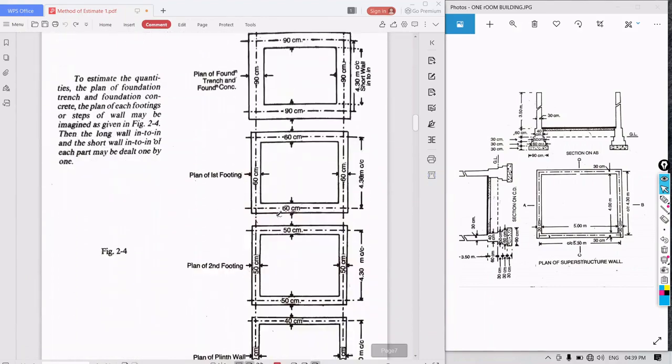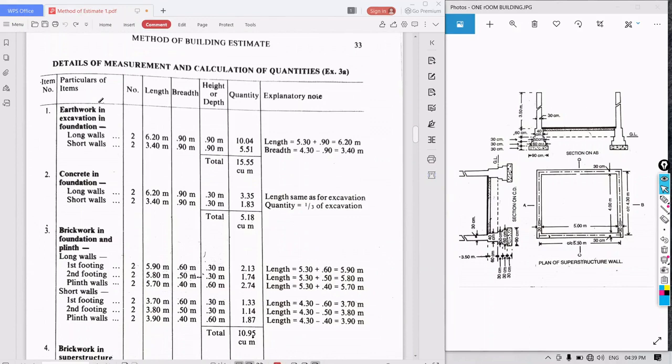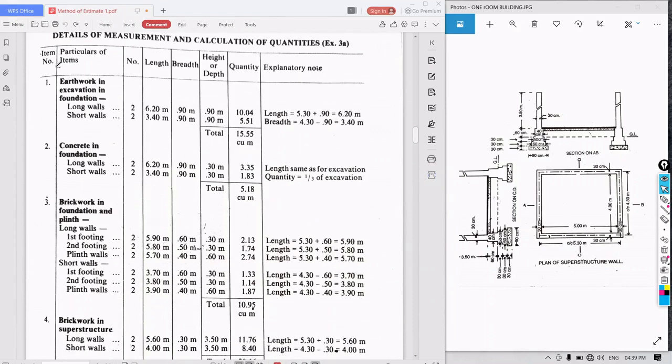Okay. So first, as I told you, you need to put the tabular column. Then we have to put what we have to find: earthwork in excavation in foundation. You have to write one, earthwork in excavation in foundation. Then you have to note the long walls. How many numbers of long walls are there? See here, in this figure, in this photo tabulation, how many long walls are there?